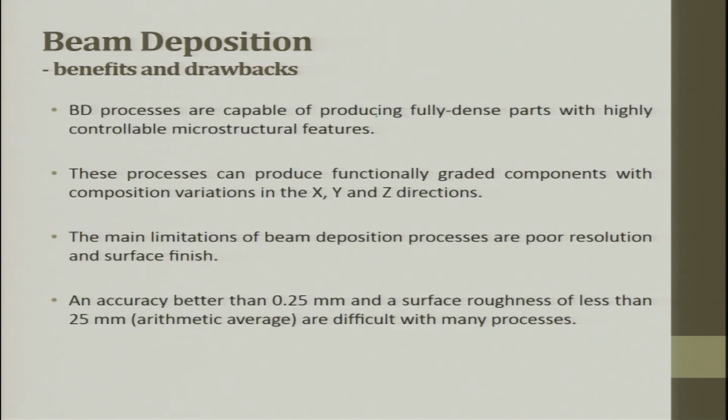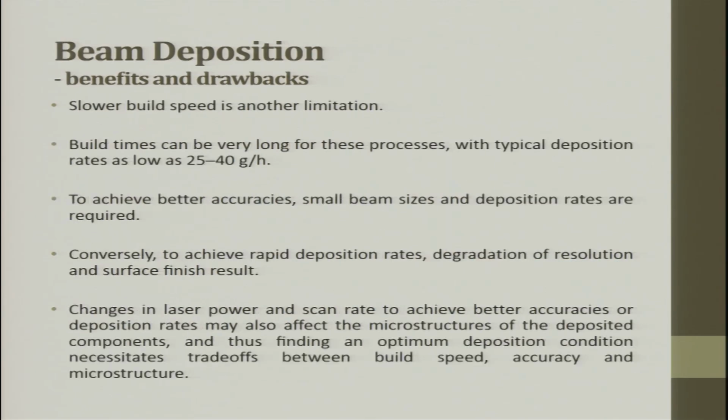Beam delivery processes are capable of producing fully dense parts with highly controllable microstructure. This process can produce functionally graded components in the x, y and z directions. The main limitations of the beam deposition process are poor resolution and surface finish. The accuracy we talk about is 0.25 millimeter, and surface roughness of less than 25 micrometer is difficult for this process. The benefits and the drawbacks: slower build speed is another limitation.